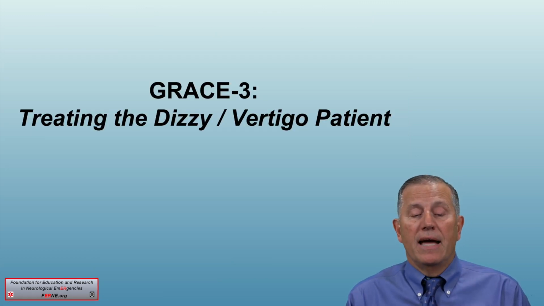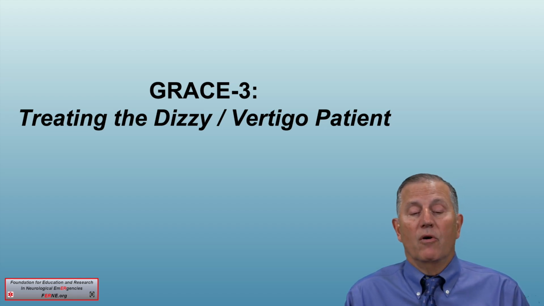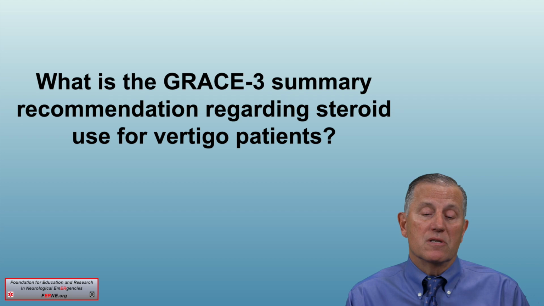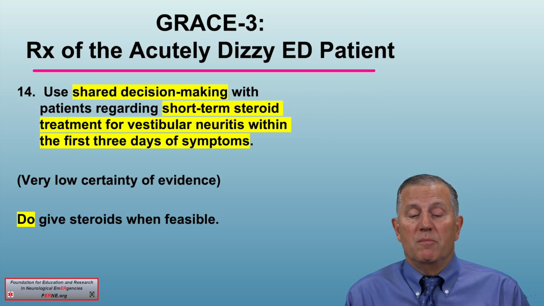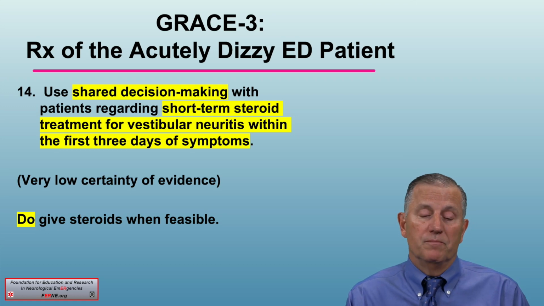What do the GRACE 3 guidelines say regarding the treatment of the dizzy or vertiginous patient with steroids? So what is the summary recommendation regarding steroid use for vertigo patients? Using shared decision-making with patients regarding short-term steroid treatment, the clinician can treat vestibular neuritis within the first 3 days of symptoms. Now, there's a very low certainty of evidence in the medical literature to support this, hence the need to discuss this treatment with the patients. But it suggests that the clinician should give steroids when feasible.